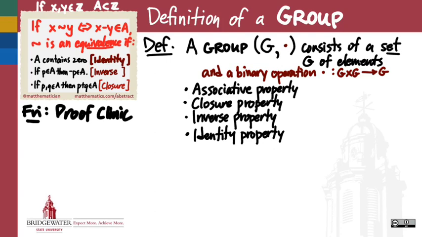And the combination of those must satisfy all four of these properties. Satisfying, for all, let's call them X, Y, and Z in my set of elements, these four properties. And we have informal definitions of these properties from the context of the relation on the integers that we were talking about last week. But let's make sure that we have set down in stone what they look like when we're talking about an abstract group.